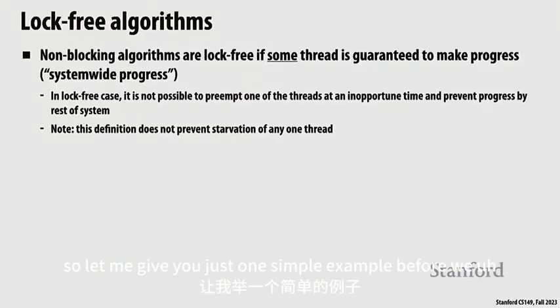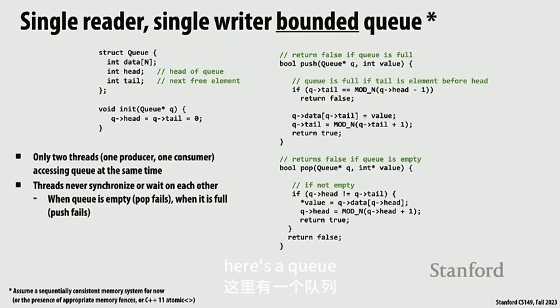So let me give you just one simple example. Here's a queue. This is very much like a queue that you would write at a Microsoft interview. I'm implementing a queue as an array, and as you push, you increment tail. As you pop, you increment head. Okay? And imagine you're doing it with just two threads. The pusher thread is just incrementing the tail. The popper thread is just incrementing the head. So you don't have two threads ever accessing the same variables, and this code is thread safe with two threads.